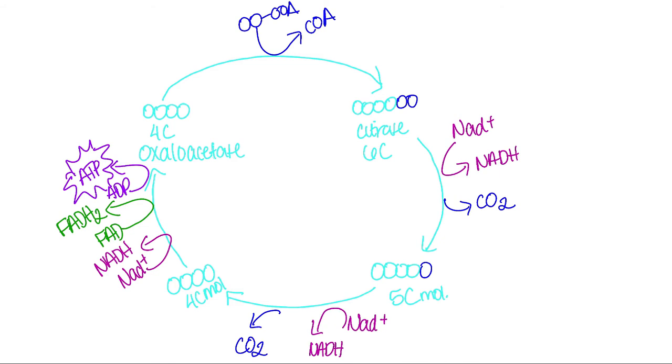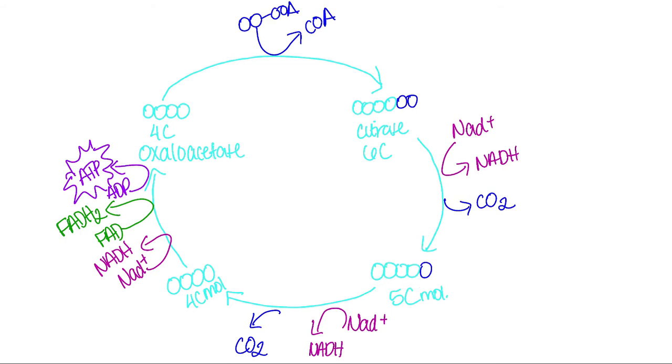So again, in the citric acid cycle, we start with this 4-carbon oxaloacetate. We take that acetyl group from acetyl-CoA and we combine those to make citrate. We then take this citrate 6-carbon molecule. We knock off a carbon that leaves this carbon dioxide, and now we're left with a 5-carbon molecule.